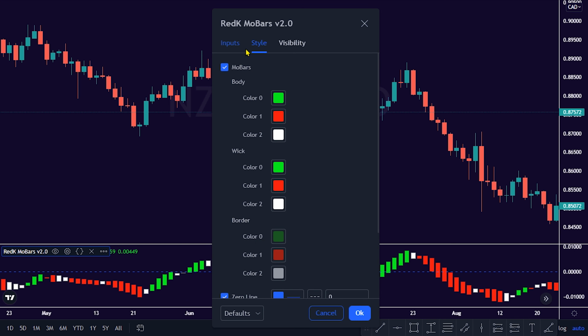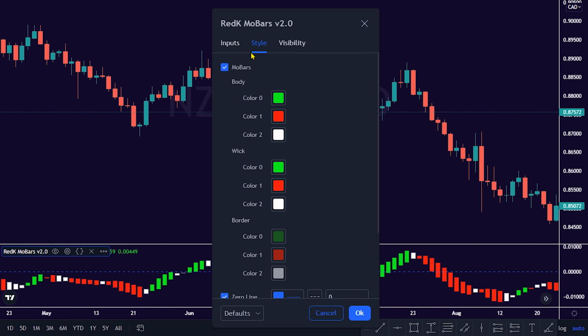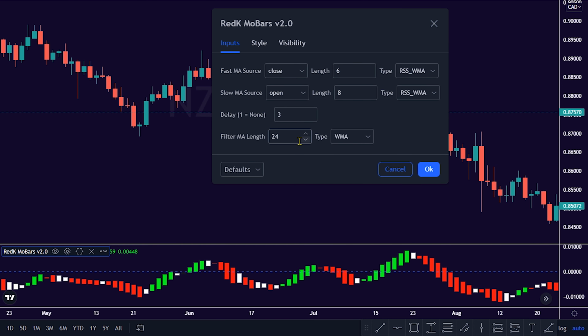Here are the components that make up the RedK Momentum Bars indicator. It's advisable to leave the default settings. As we can see, this indicator utilizes 3 moving average lines. The first line is a relatively fast MA with a short length of 6 by default. This acts as the main price tracking line.